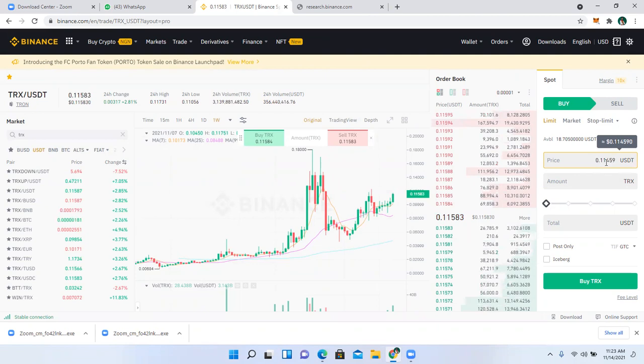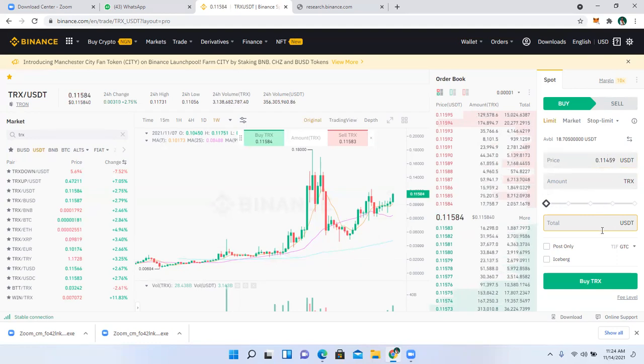I say this is what I want to buy, this is how much I want to buy, right? Then I can decide how much USDT I want to use. Now on Binance, the minimum trade limit is $10. You really cannot buy anything less than $10 on Binance. It's their rule to cover gas fees and everything, right? So all I need to do is type how much USDT I want to use to buy Tron at this price.